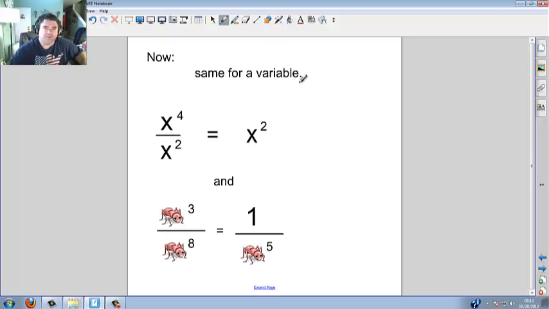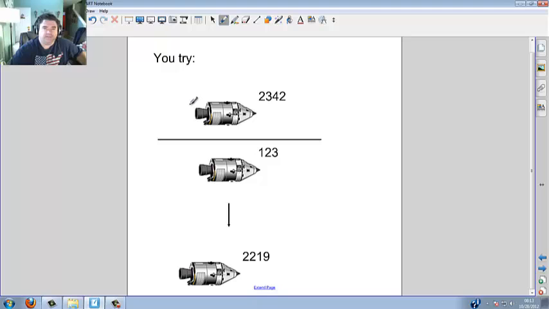Now same for a variable. x to the 4th over x squared. Top wins by 2. a to the 3rd power divided by a to the 8th power. Bottom wins by 5. Try again. Then, as you see, because I didn't cover the answer, 2,219 on the top.